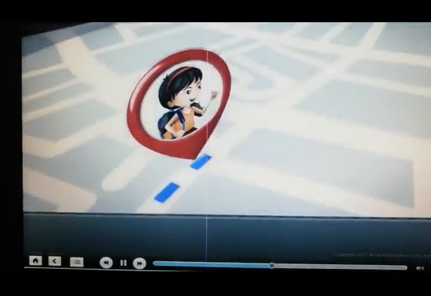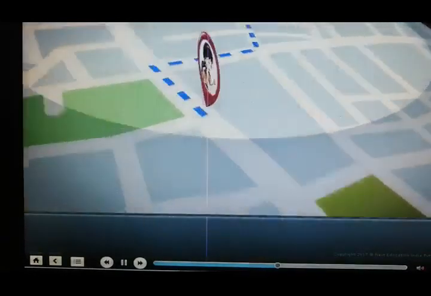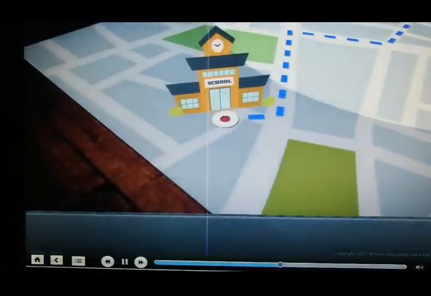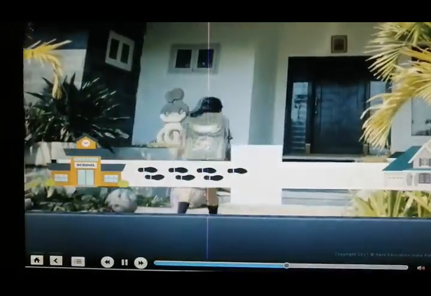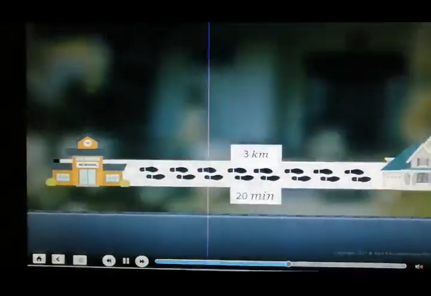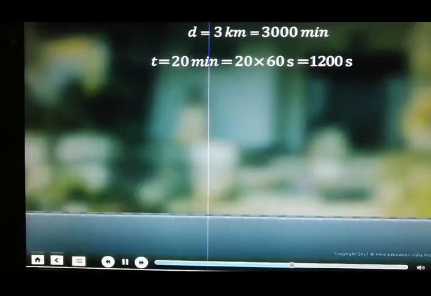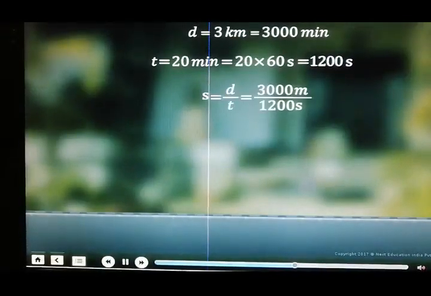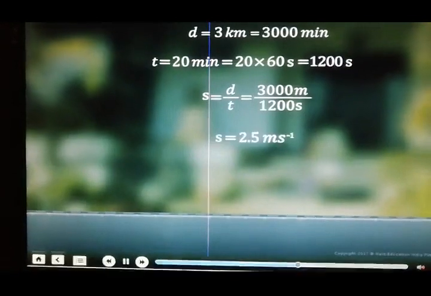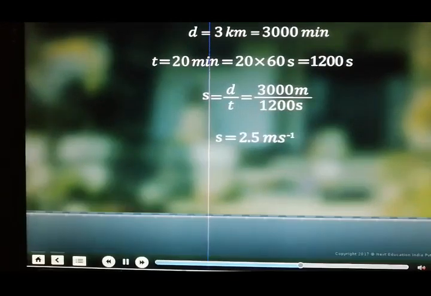Let's try applying this formula to one of the situations we learned earlier. In our previous example, Mary's school is 3 kilometers away from her home. If Mary walks to school from home in 20 minutes, her speed can be calculated as 3000 divided by 1200, which is 2.5 meters per second or 9 kilometers per hour.